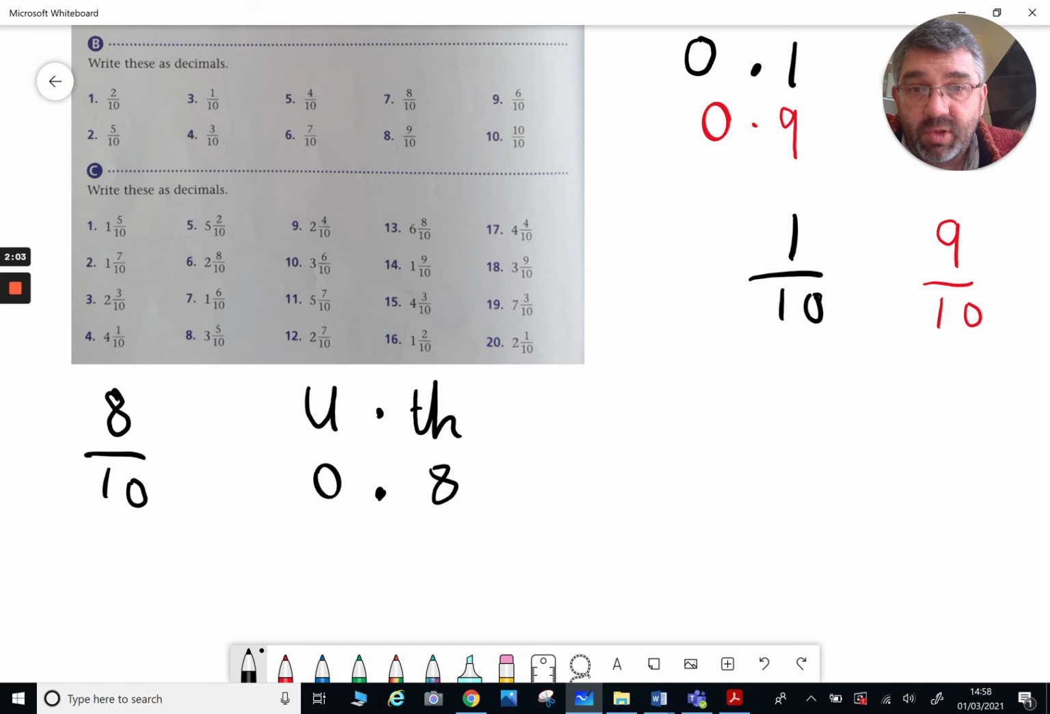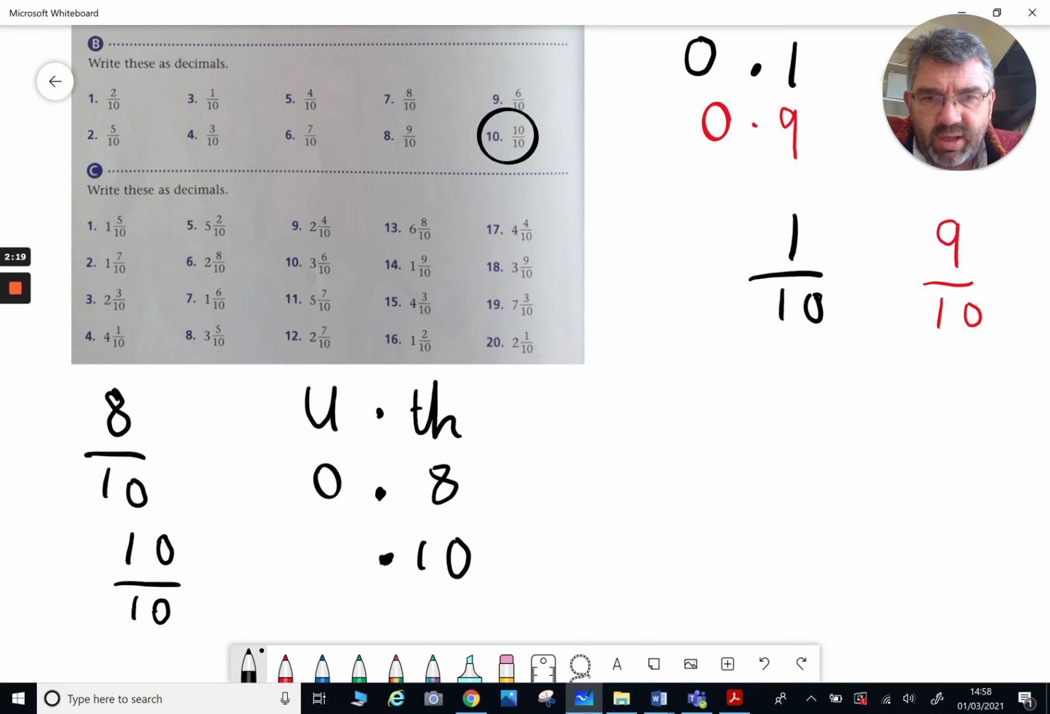Now there's a tricky one here. If we look at number 10, it's a bit of a sneaky one actually. It says 10/10. So we've got our decimal point in ready here. Well, if I put 10 in there, I can't. I'm not allowed to have 2 digits in the tenths column. So we rub that out. What happens here is I must put my 0 down, and my 10/10, of course, is one whole one.